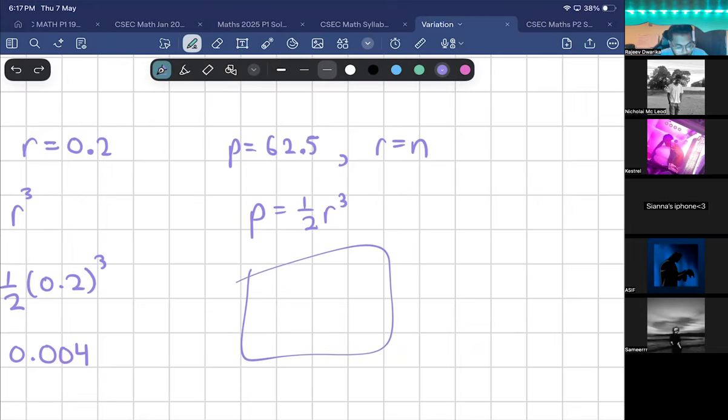I wouldn't say P is equal to 62.5 half. I would just substitute, so I just plug in. I would literally say P is 62.5 and R is N, another letter. Would that be N cubed? Okay, yeah.